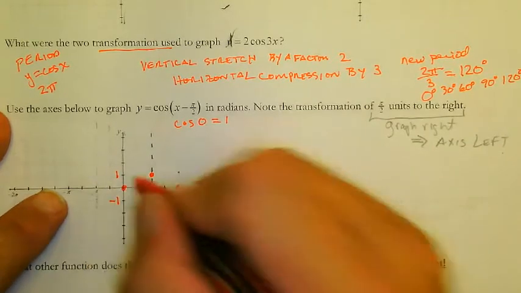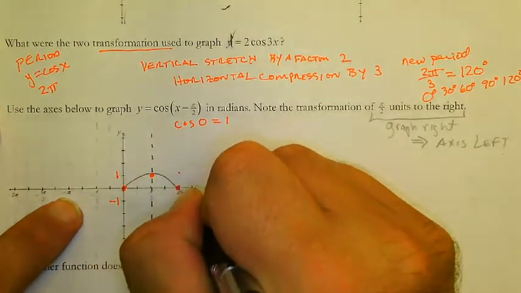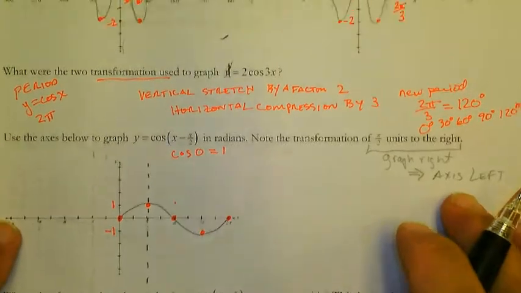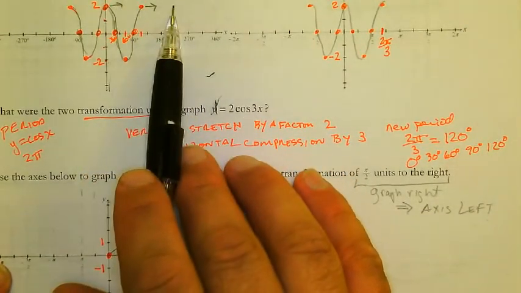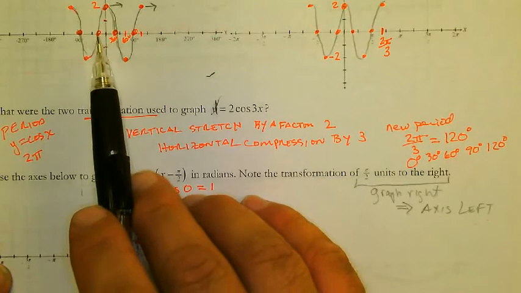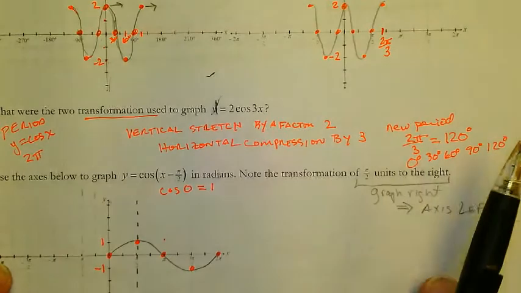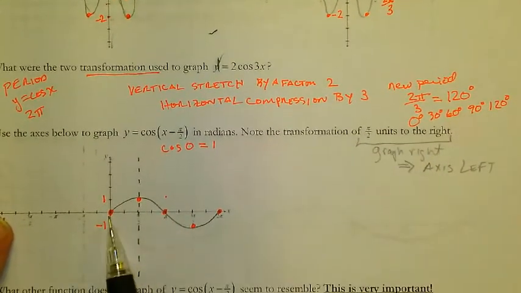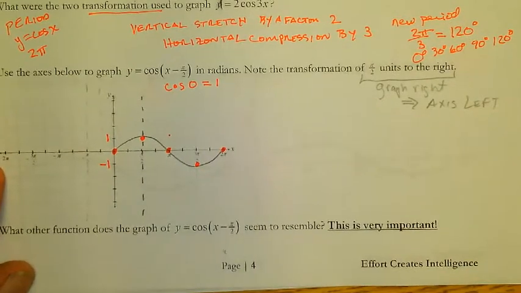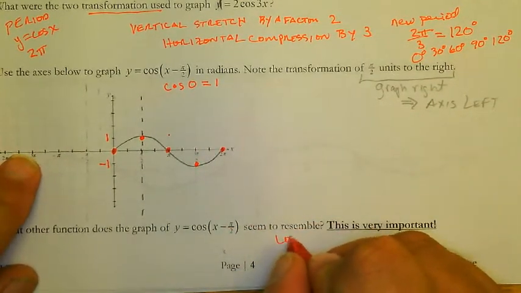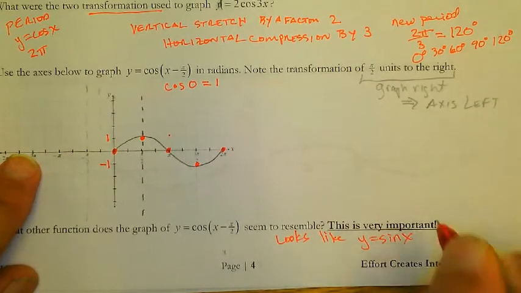So what I have is that if I took my graph and I moved my graph to the right by pi over 2, I would have a new x-intercept, y-intercept. So over here, I move it, and note that when I move this, this seems to resemble y equals the sine of x.